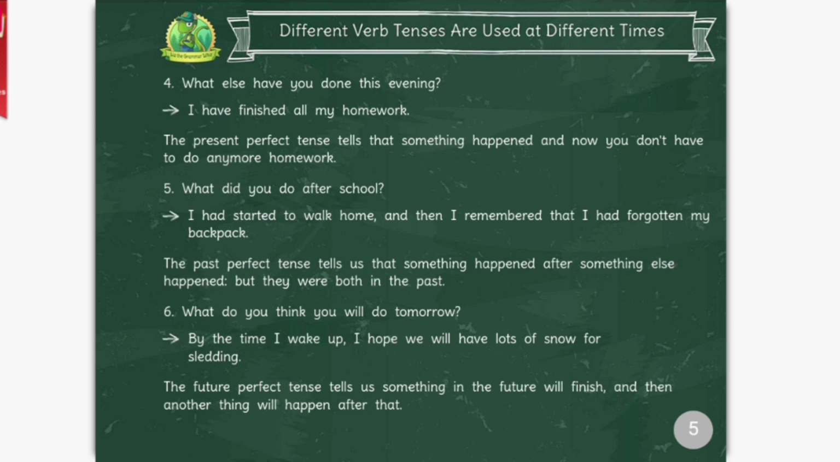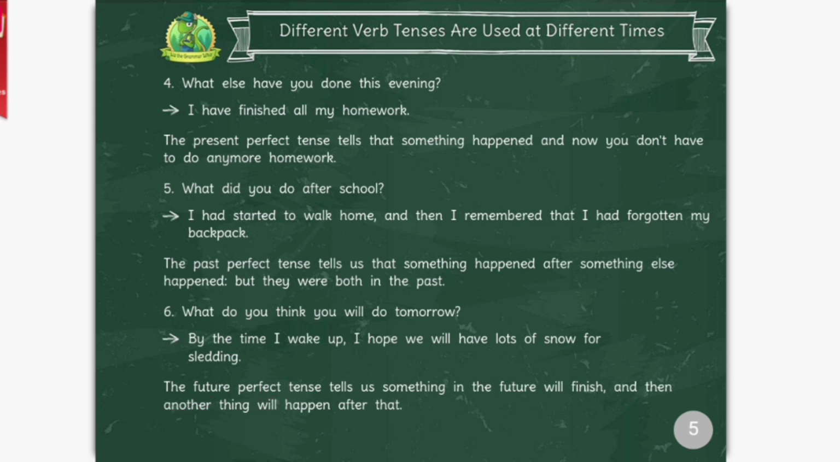6. What do you think you will do tomorrow? By the time I wake up, I hope we will have lots of snow for sledding. The future perfect tense tells us something in the future will finish, and then another thing will happen after that.